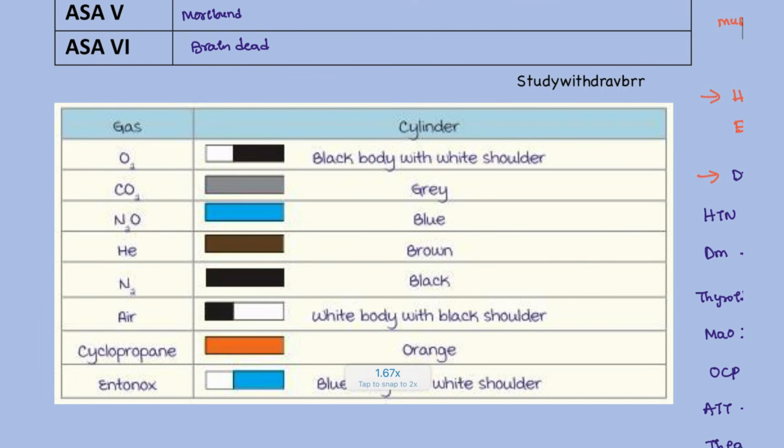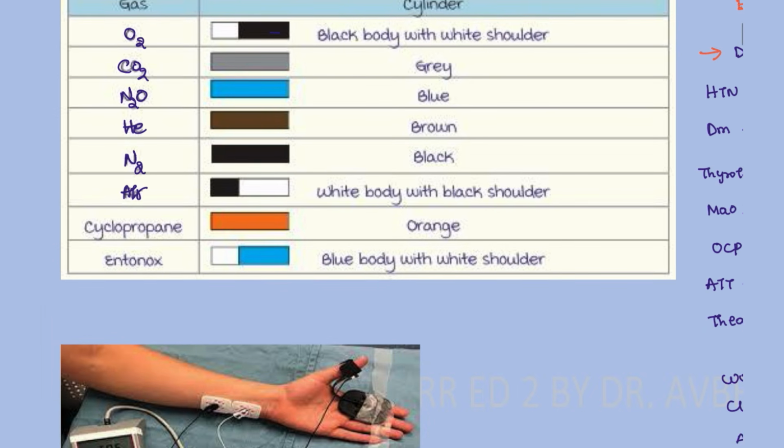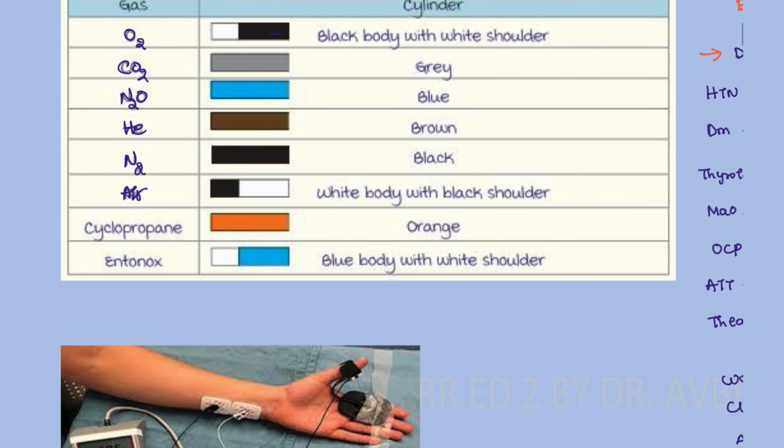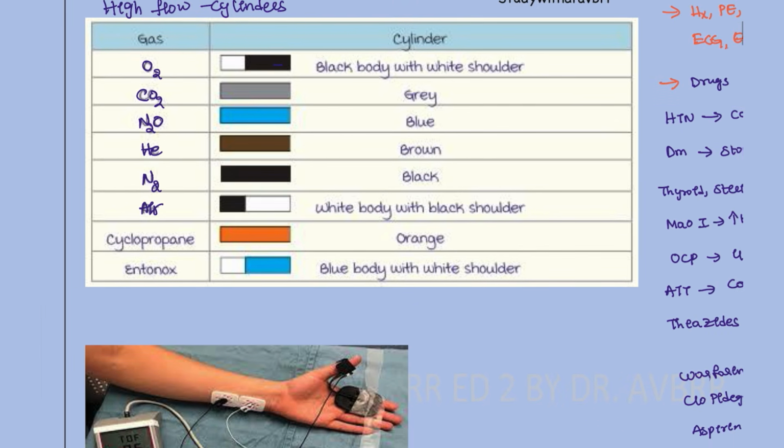Next, moving on to the high flow devices. These high flow devices are known as gas cylinders, and you have to recognize them by the color. For oxygen, it is a black body and white shoulder. Carbon dioxide is a gray body and gray shoulders. N2O is completely blue, helium is brown, and nitrogen is black. Air is a white body with a black shoulder. Cyclopropane is orange. Entonox is a blue body with a white shoulder. These points are also important.